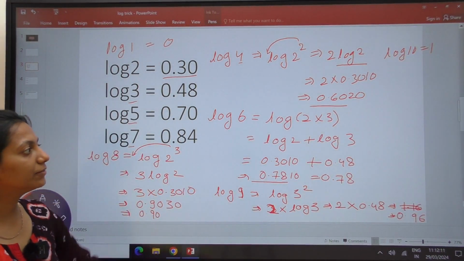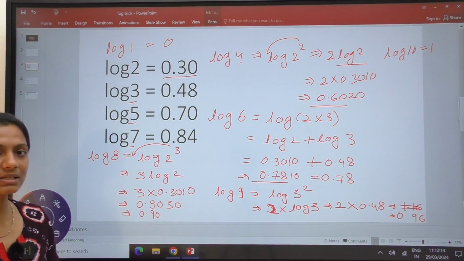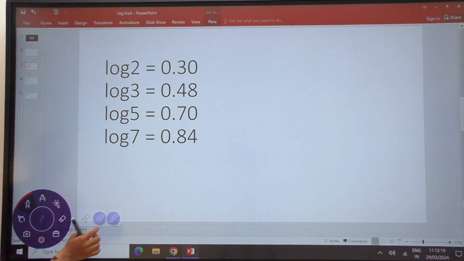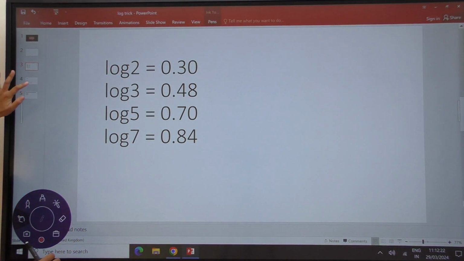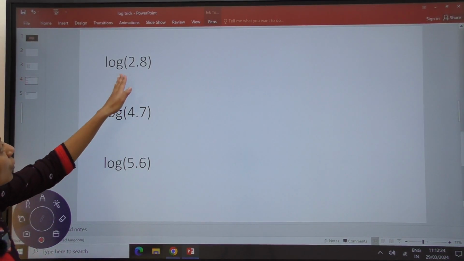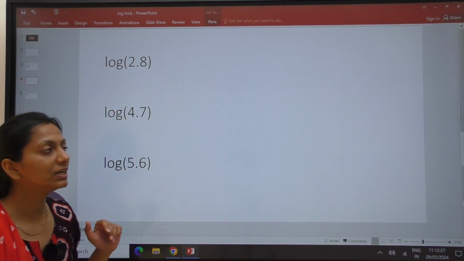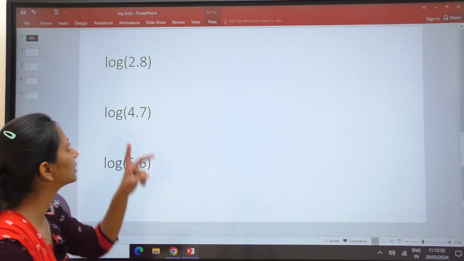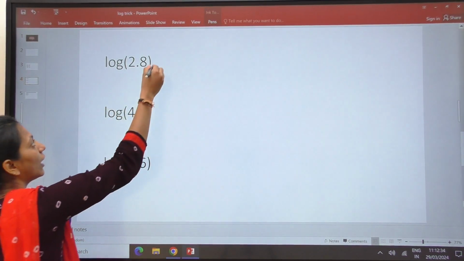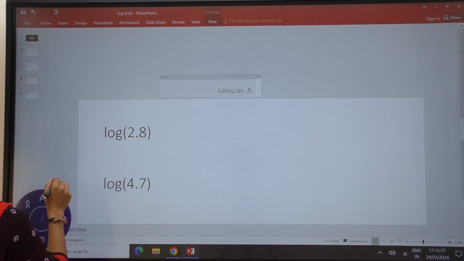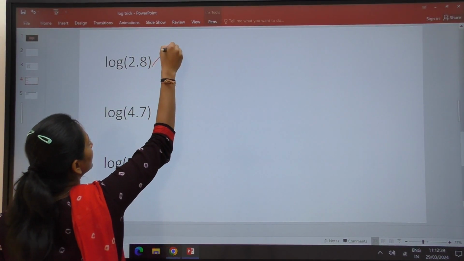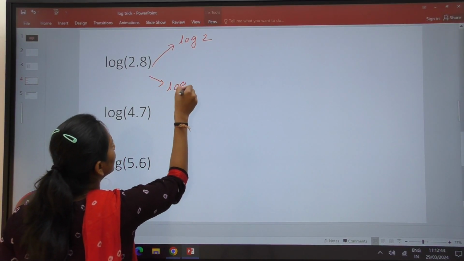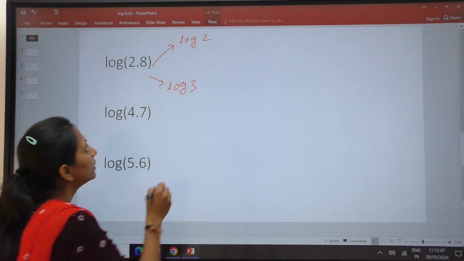So this kind of formula can be used to easily calculate the logs of small numbers. But if we want to find the log of values which are in decimal form, like if we want to find the log of 2.8, how can we find it? In this case, you have to take the two numbers between which 2.8 lies. We have to fix the range. What will be the range for this? 2.8 lies between log 2 and log 3. So what are the values of the log 2?